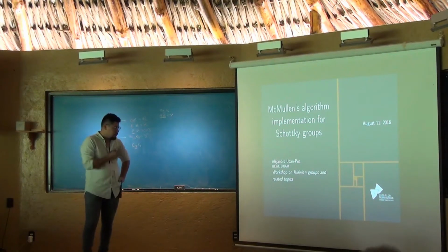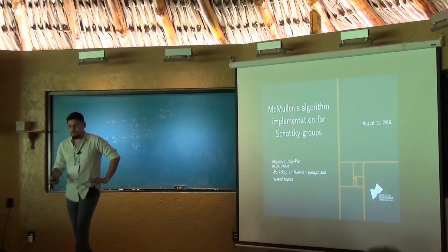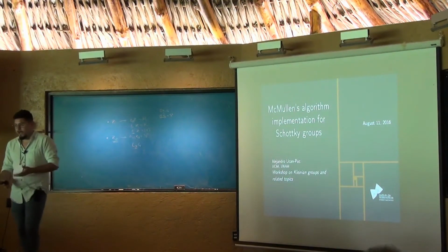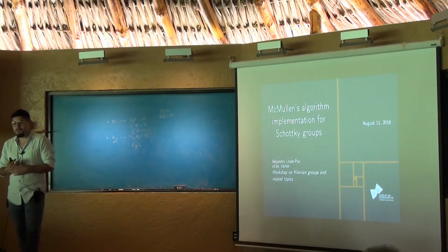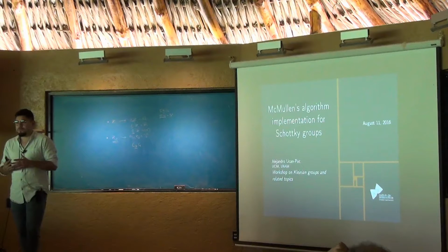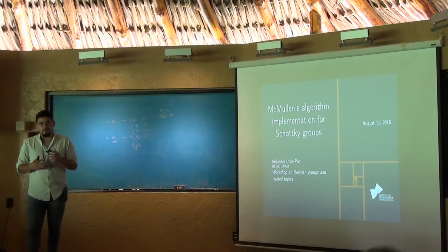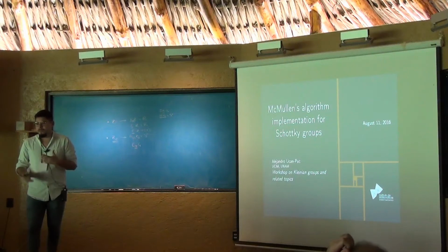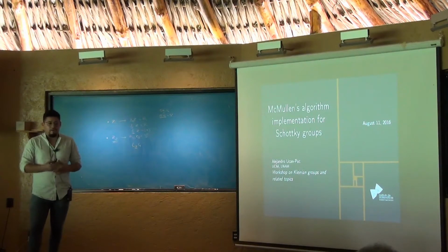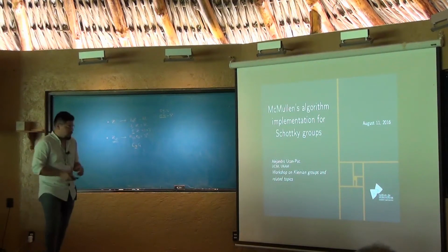In 1997, McMullen introduced an algorithm to compute this Hausdorff dimension and applied it to compute the Hausdorff dimension of Julia sets for a family of polynomials and a family of rational maps, and to compute the dimension of the limit set of Fuchsian groups.